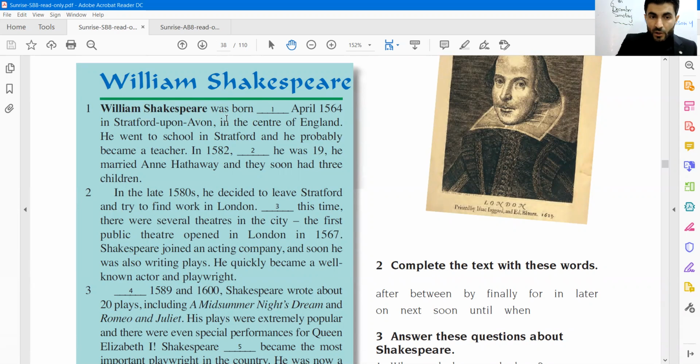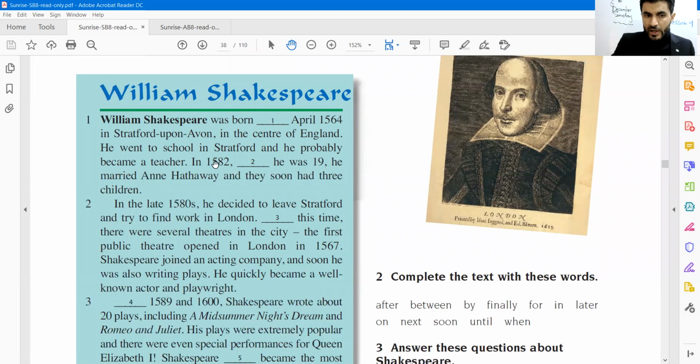William Shakespeare was born in April 1564 in Stratford upon Avon in the center of England. He went to school in Stratford and he probably became a teacher. So what was his early career? He was a teacher. In 1582, he was 19, he married Anne Hathaway and they soon had 3 children.